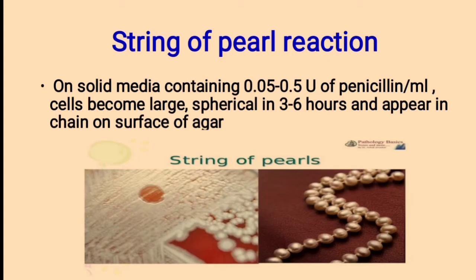Then string of pearl reaction. One of the important reactions that occurs in Bacillus anthracis. Solid media containing 0.05 to 0.5 unit of penicillin per ml is used as string of pearl reaction media. The cells become large, spherical in 3 to 6 hours and appear in chain on surface of agar. This is the picture of string of pearl reaction.